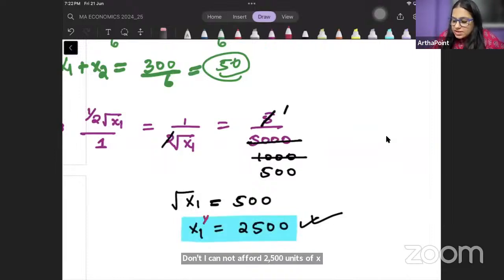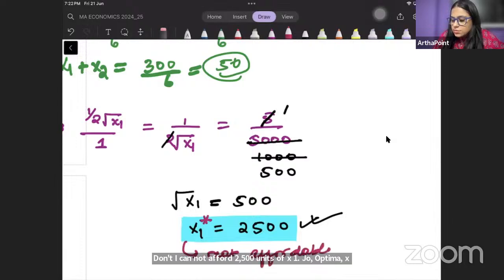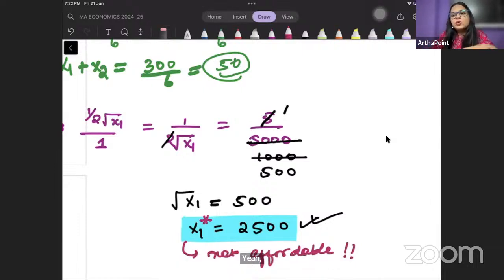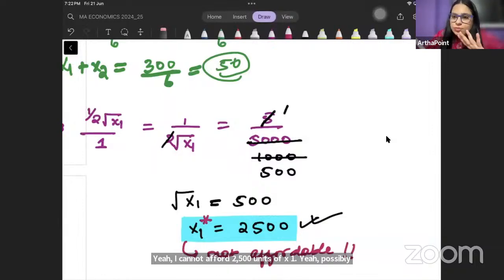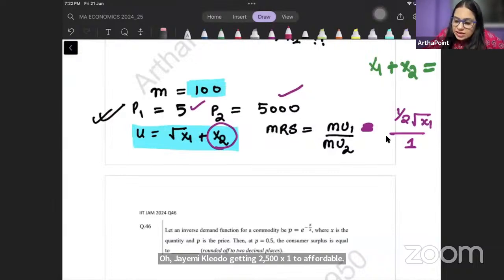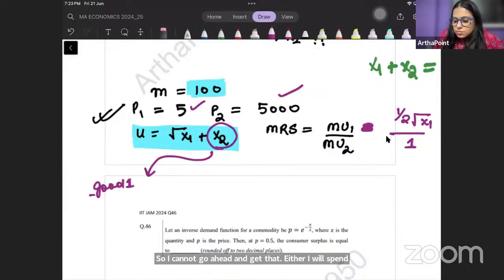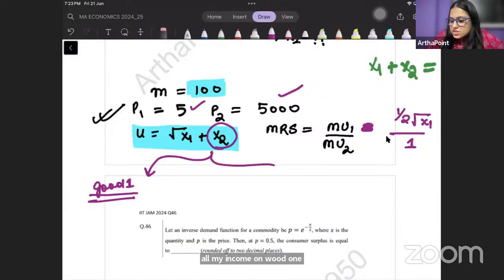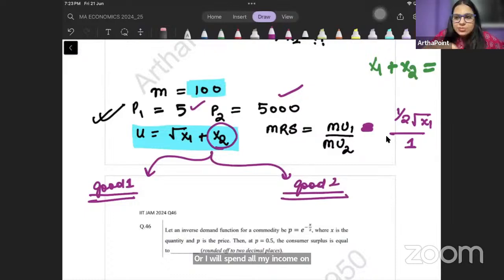My optimal x1 is not affordable. Is this clear to us? I cannot afford 2,500 units of x1. This is just not possible. Now it is clear that 2,500 x1 is not affordable, so I cannot go ahead and get that. Now two options remain: either I will spend all my income on good one, or I will spend all my income on good two. Listen carefully, children. Either I will spend all my income on good 1 or good 2.